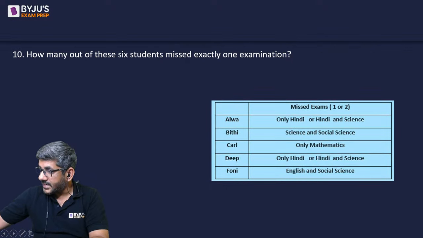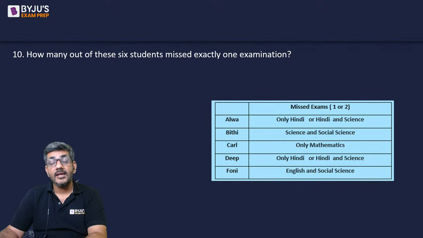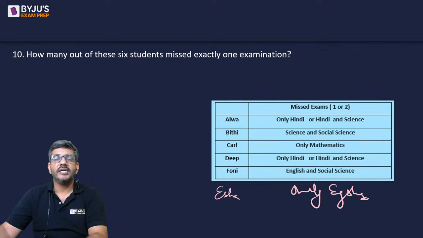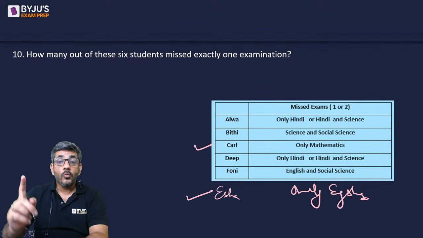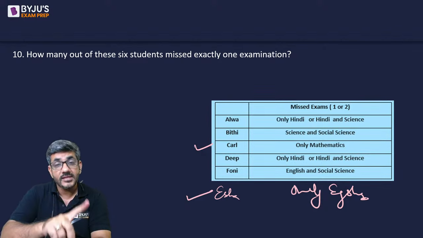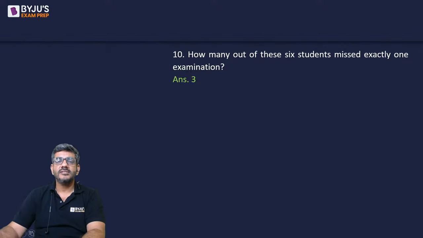Then question number 10 पे आता हूं. How many out of these 6 students missed exactly one examination? और ये ध्यान रखिएगा, ईशा missed only English. So how many of them missed exactly one examination? One is Isha, one is Carl, and one is one of Elva or Deep. Elva और Deep में से एक ने सिर्फ हिंदी मिस किया, एक ने हिंदी और साइंस. So there are 3 people. So 3 is my answer for that.